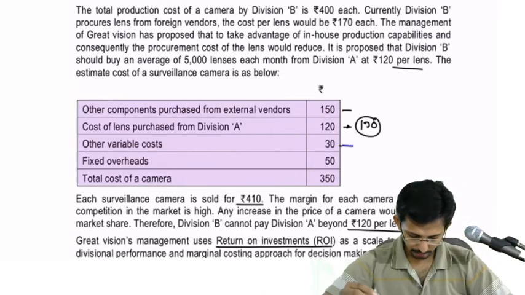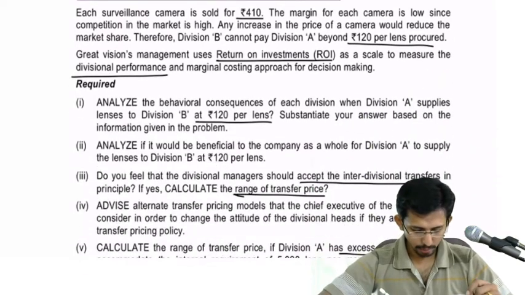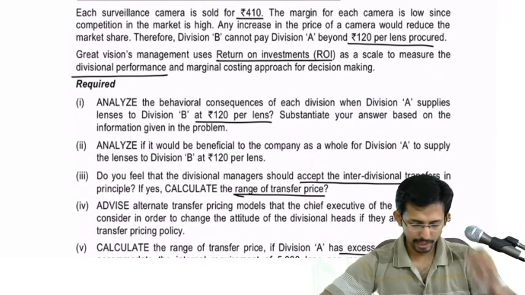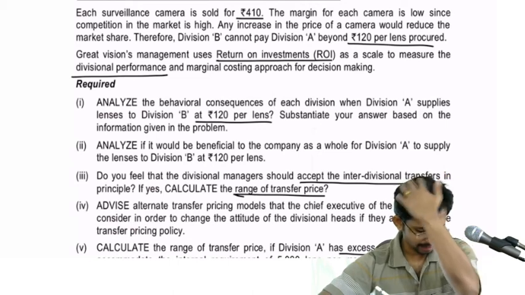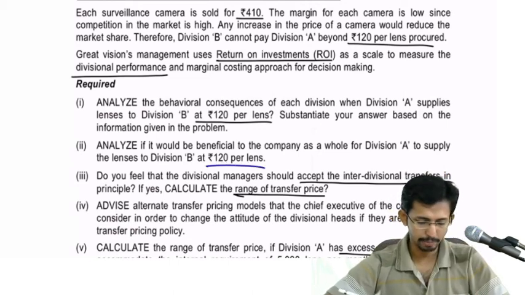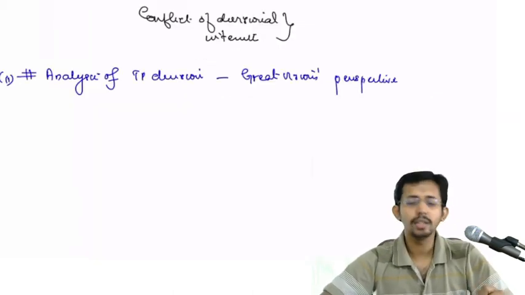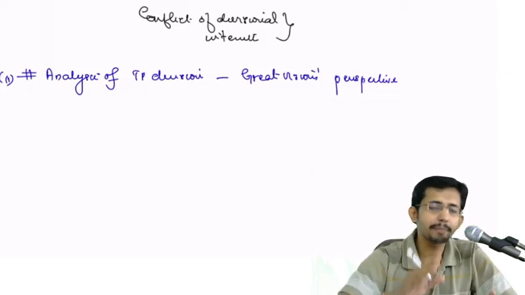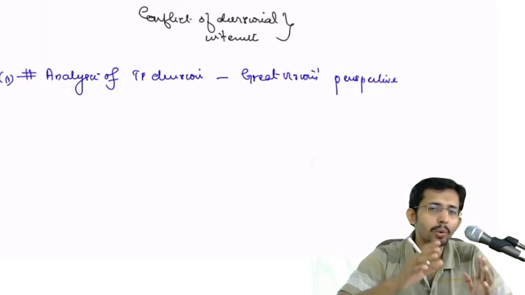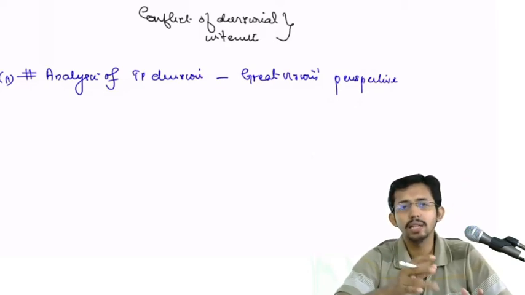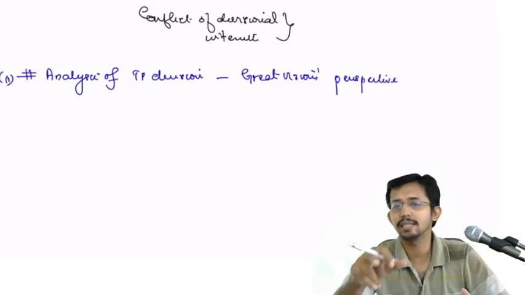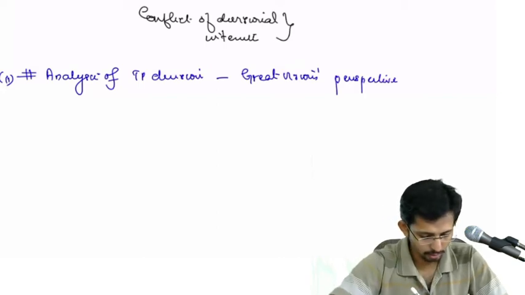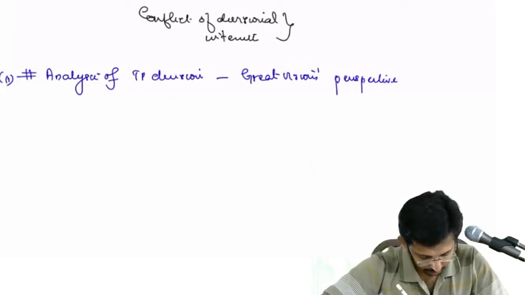So what is part number 2? Part number 2 is: analyze if it would be beneficial to the company as a whole for division A to supply the lenses to division B at rupees 120 per lens. Okay, how do you do that? You have to compute what is the benefit that the company is getting at present, that means where there is no internal transfer, vis-a-vis the proposed situation where there is internal transfer. So the first option, alternative 1.